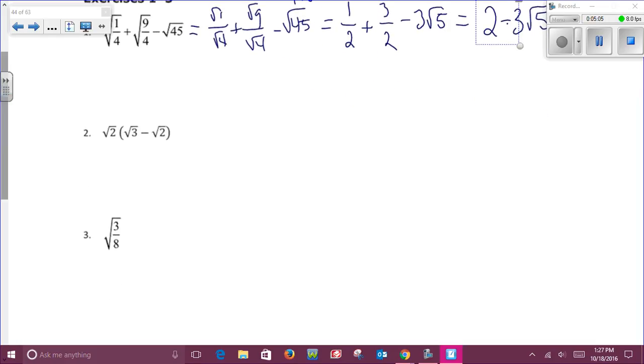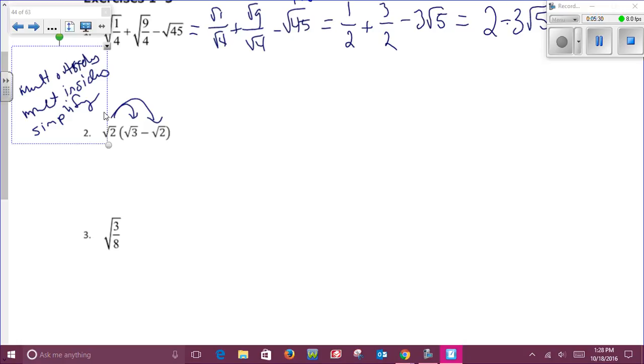For number 2, I'm going to multiply. And when I multiply radicals, I multiply outsides, and I multiply insides, and then I simplify.